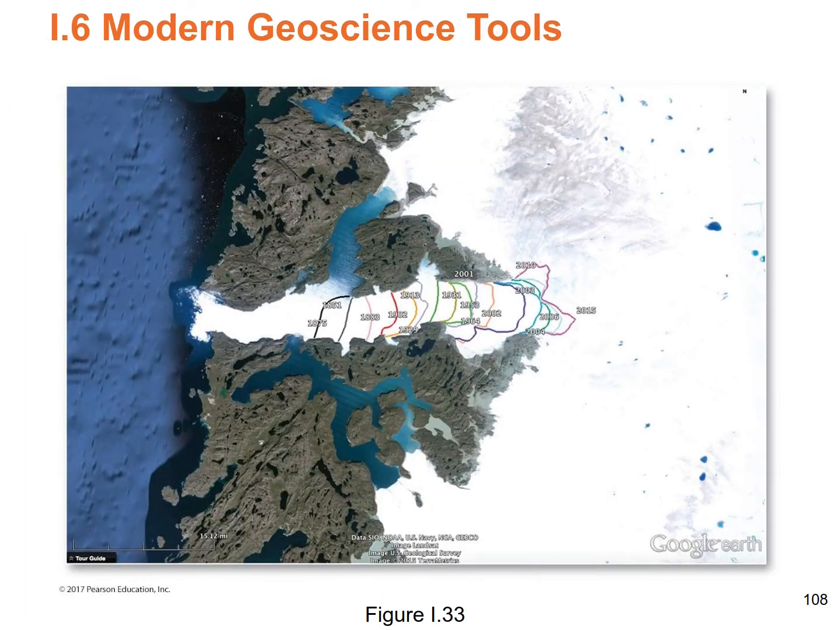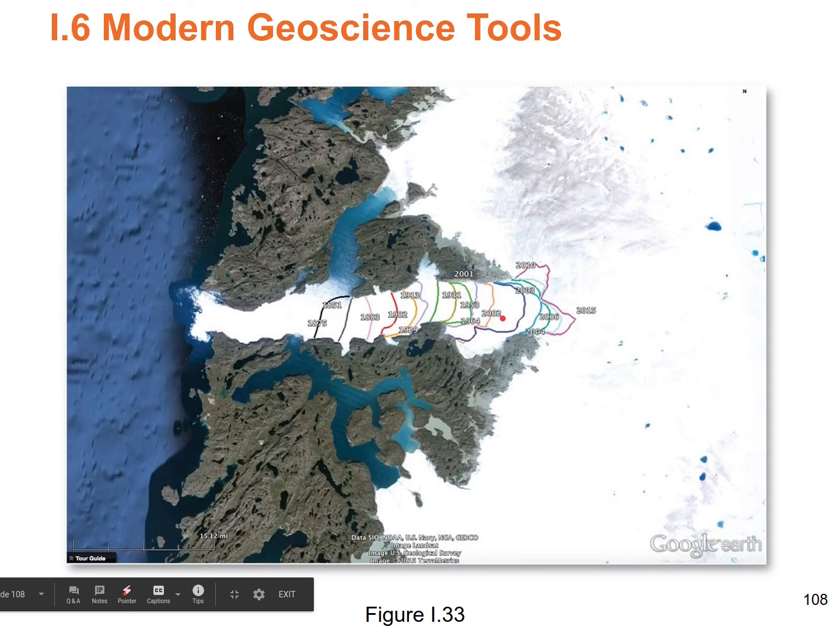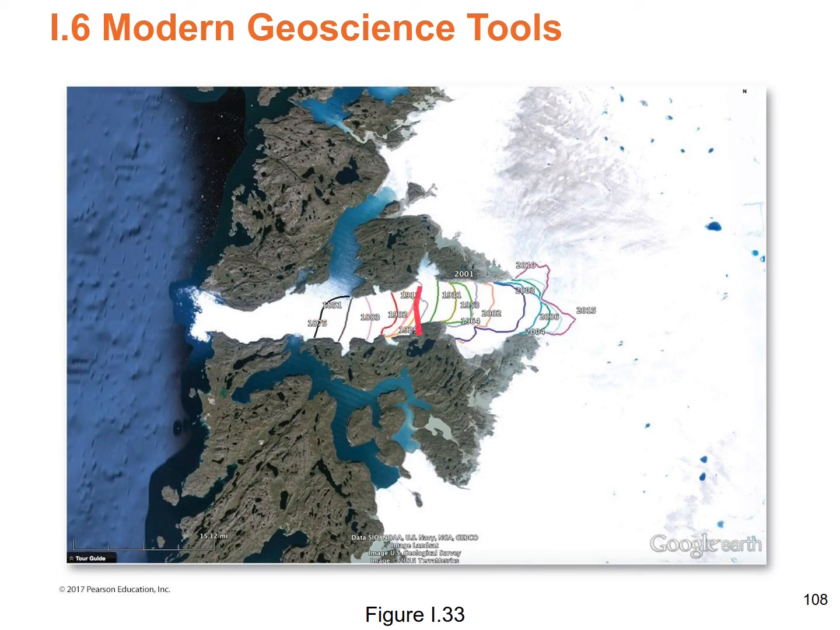And then Google Earth, this is looking at the retreat of one of the glaciers in Greenland. I think this is the Petermann Glacier. It's one of the faster retreating glaciers, showing how far down the ice had come during different years.